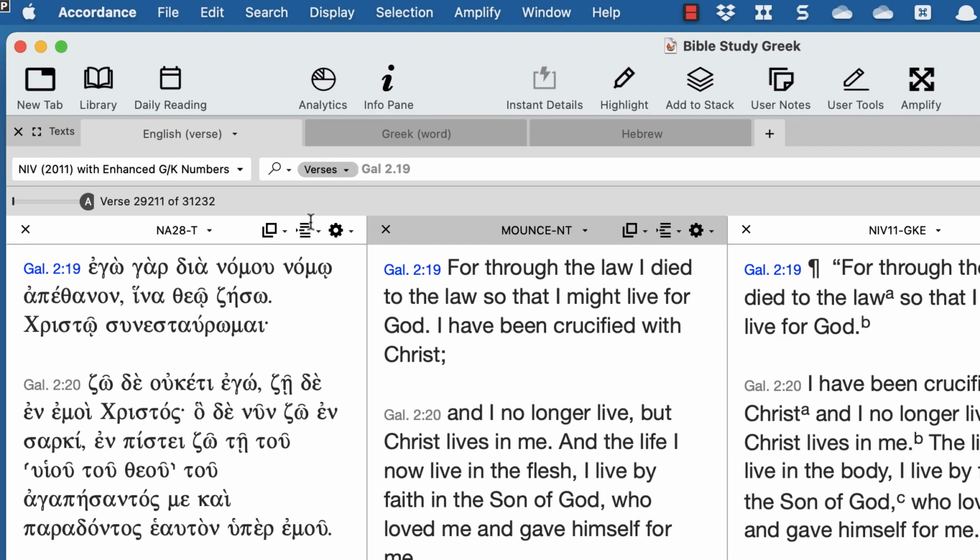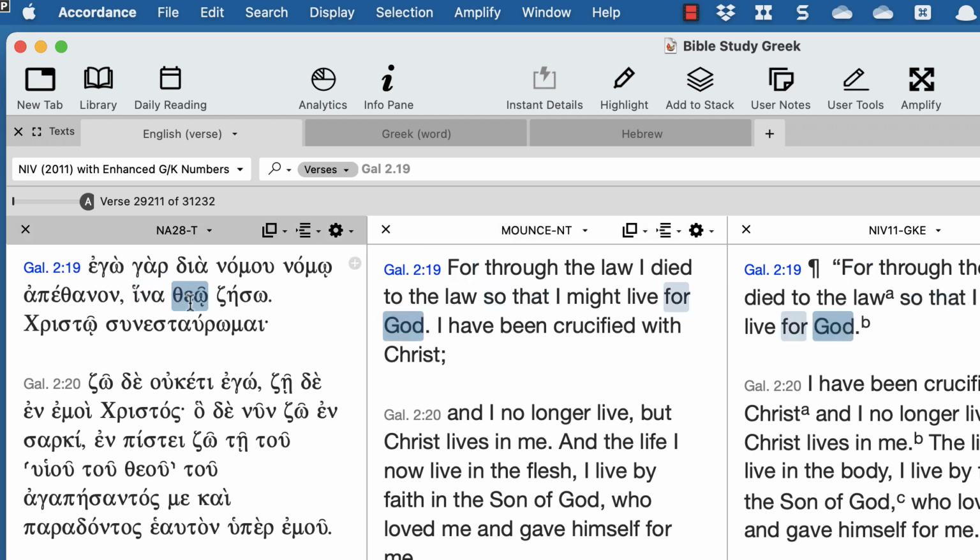You'll notice that, we'll just go through it. It's for I, through the law, to the law, died, in order that to God I might live. So here we have the verb in the first half and the verb in the second half. And in both cases, a word is, quote, out of order. Here, the ego, the subject of apethanon, is before the verb. And here you have a dative before the verb.